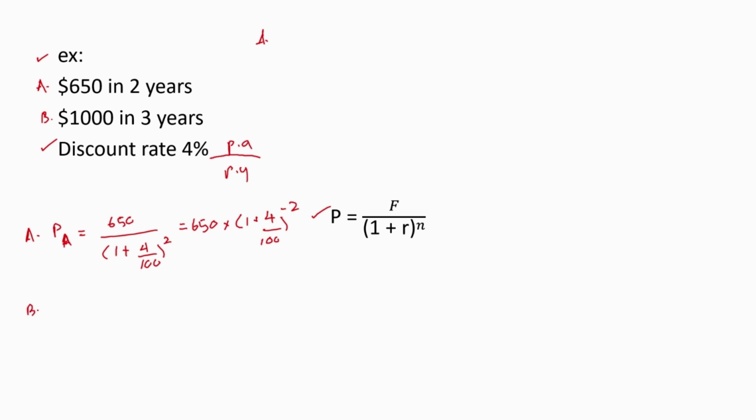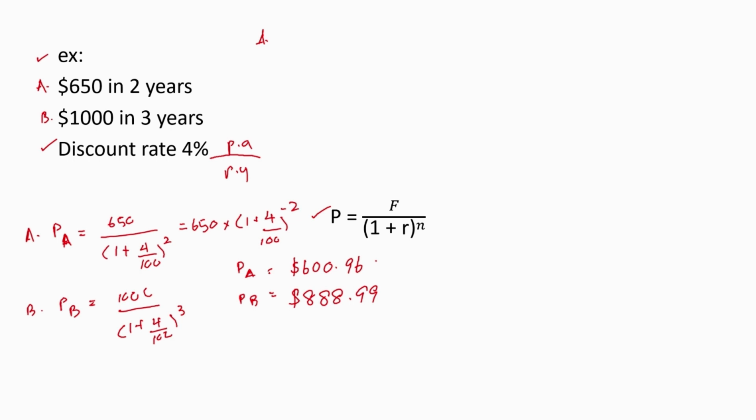Now for option B, present value of option B equals 1000 divided by (1 plus 4 over 100) to the power of 3. N is 3 because it is 3 years. Now let's calculate the present value of A and the present value of B. So the present value for option A is 600.96. The present value for option B is 888.99.